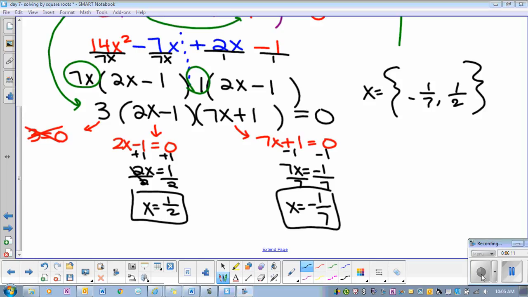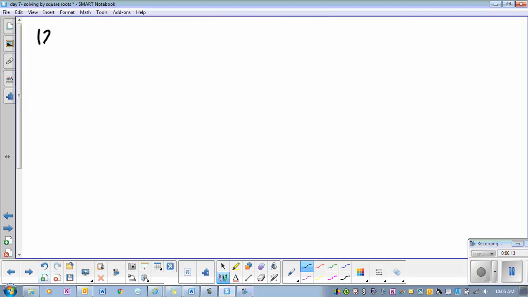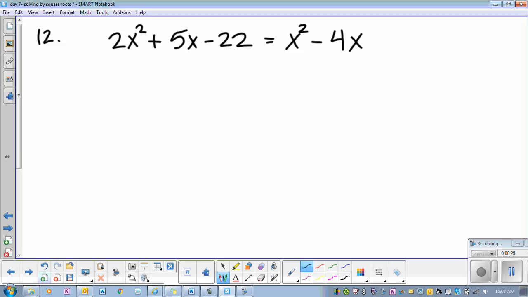Okay, so now let's do number 12. Number 12 says, I'm going to tell you, number 12 looks like it should be harder, but actually number 6 was a little bit harder than number 12. Number 12 is just a little messy. This whole thing should be equal to what? 0. But it's not.